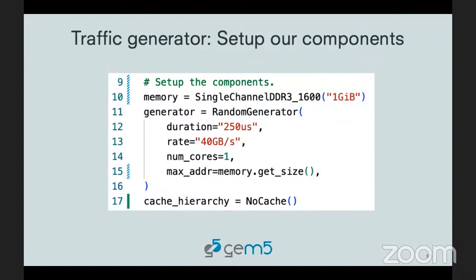As before, we set up our components. You should understand this first line here: you're setting up your memory system. And you should understand the bottom one, you're setting up your cache hierarchy. The middle one here is our generator. We're going to use the random generator. These parameters specify the properties of the generator. You have to specify the max address, which handily we can do with memory.get_size. Number of cores, let's keep it simple, one core. Then how long the traffic generator should run for, this value of seconds, and the rate at which the random generator is creating the traffic, so 40 gigabytes per second.